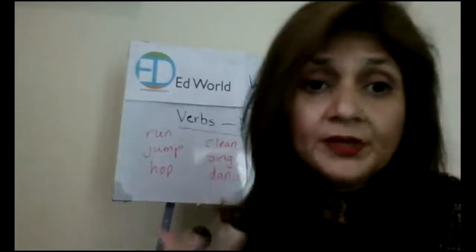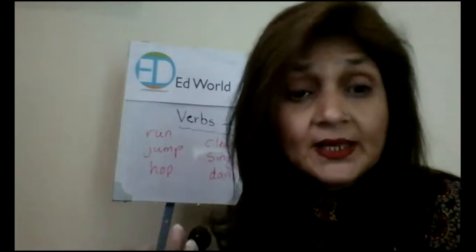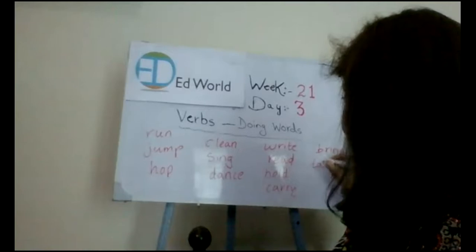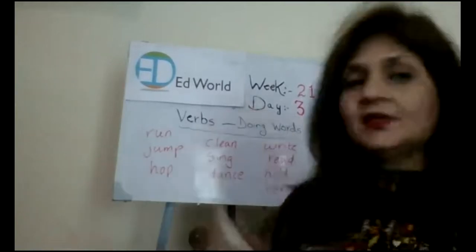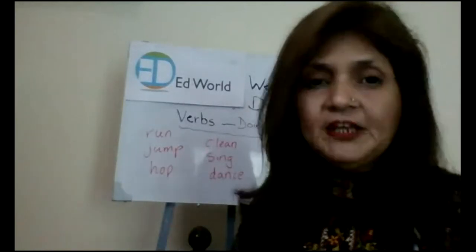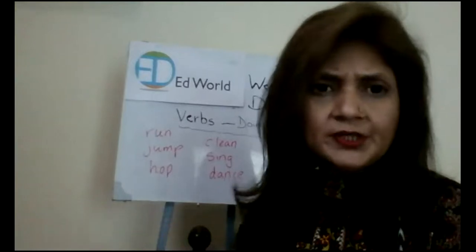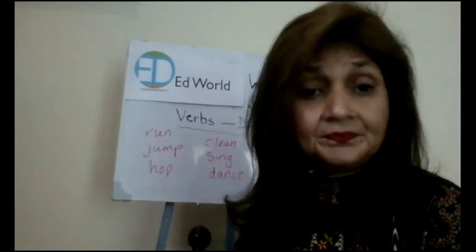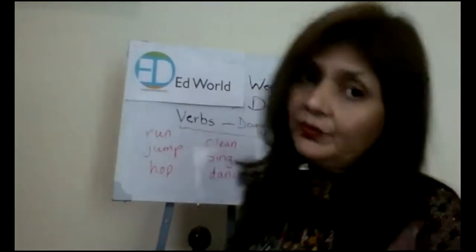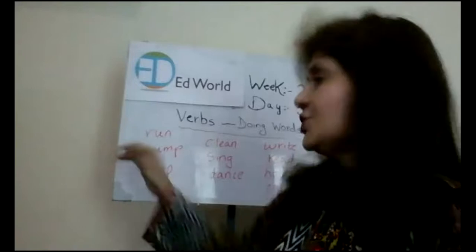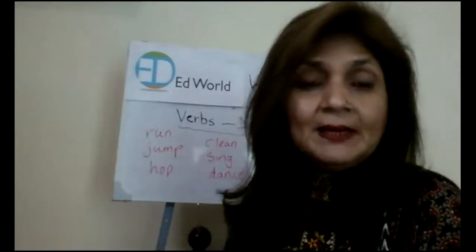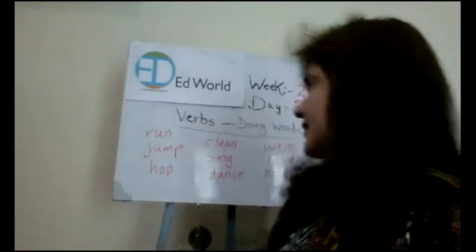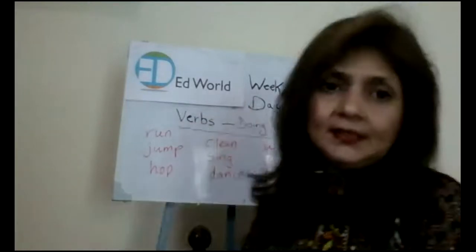Now, what I am doing right now, I am writing as well as talking. To talk is also an action word or doing word, right? Now, let's make a few sentences out of these words. Come on, any one sentence from any of these words. Run. I like to run in my park. Very good. Good job. Jump. My baby brother likes to jump all the time. Very good. Then you can say clean.